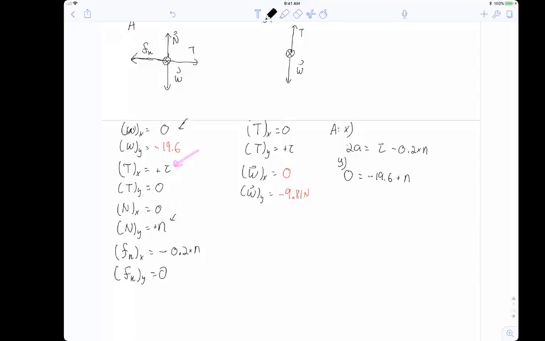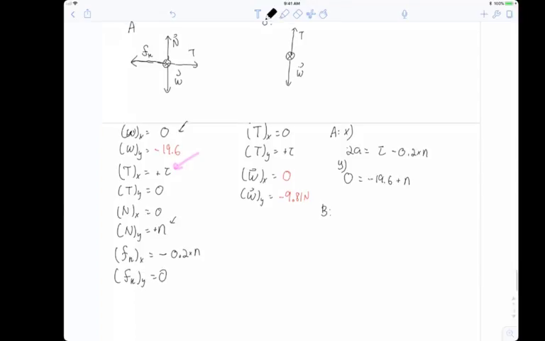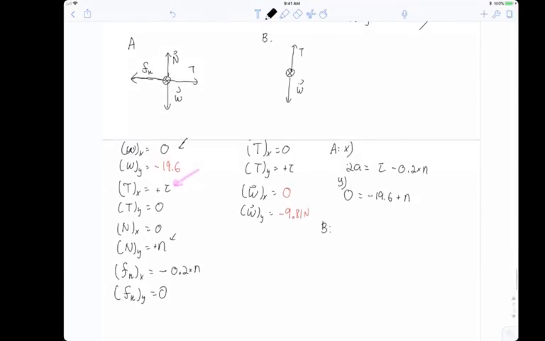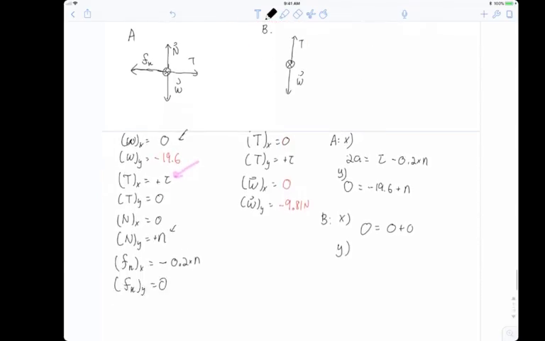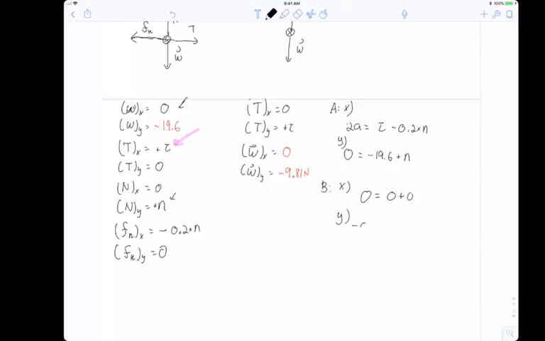Now for B, in the x direction, acceleration is 0, equal to 0 plus 0 plus 0. In the y direction, it's minus little a is equal to plus tau minus 9.81.